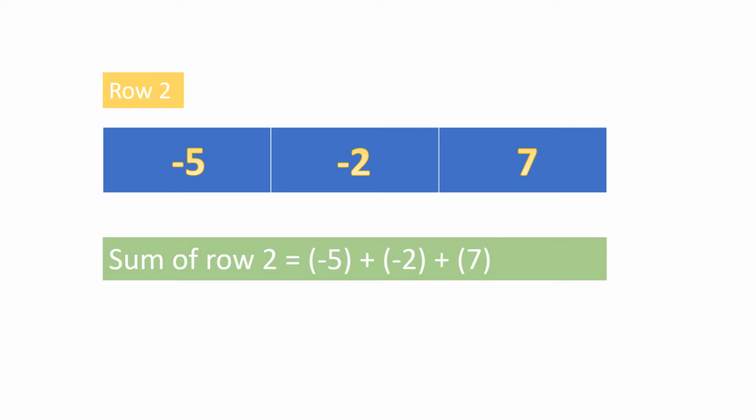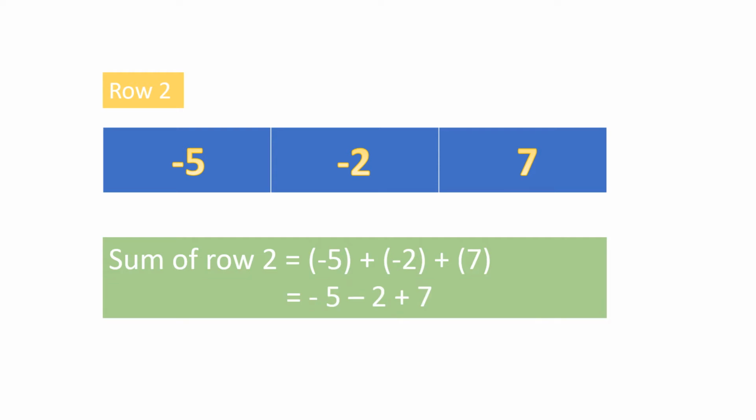Row 2 contains 3 elements again: -5, -2 and 7. Row 2 sum is equal to -5 plus -2 plus 7. Take all the 3 elements and add them, right? Now, as you can see, -5 will remain the same. Here we have to use the rule: plus minus will become minus, and plus will again remain the same. Let's see. -5, -2 plus 7. Plus minus becomes minus according to the rule.